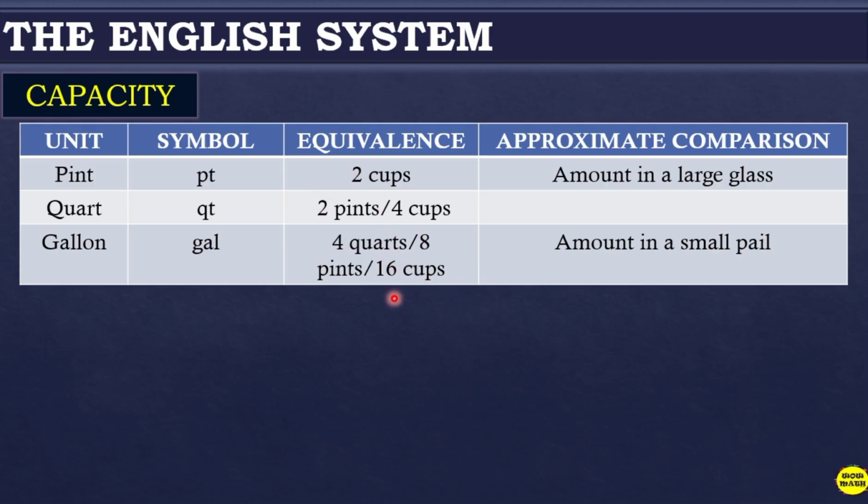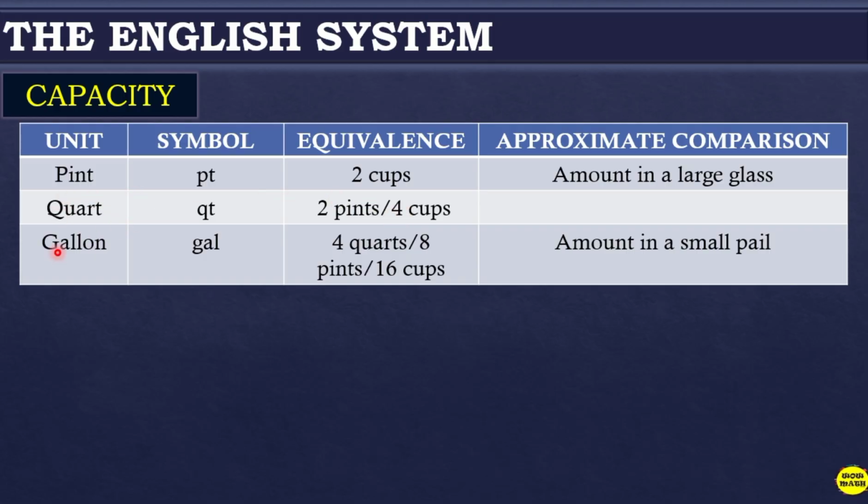Okay, so I hope naiintindihan. So actually kasi pag kabisado mo ito, madali na eh. Okay, kahit hindi ka na gumamit ng mga cancellation na pinakita ko kanina ng mga examples, pag meron kang 10 cups, ilang pints yun? E di 10 divide 2, that is 5 pints. Pag meron kang 12 cups, ilang quarts yun? So 12 divide 4, that is 3 quarts.